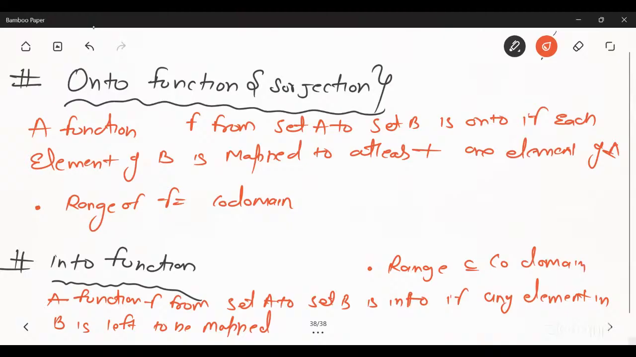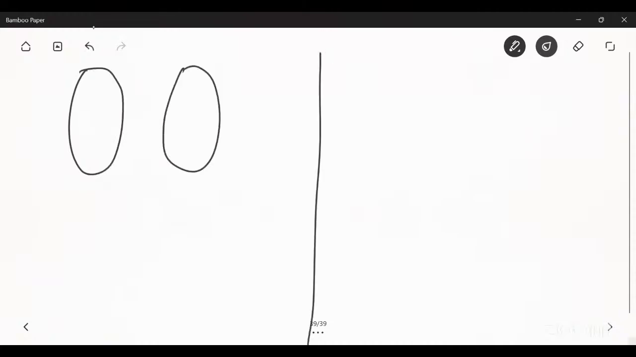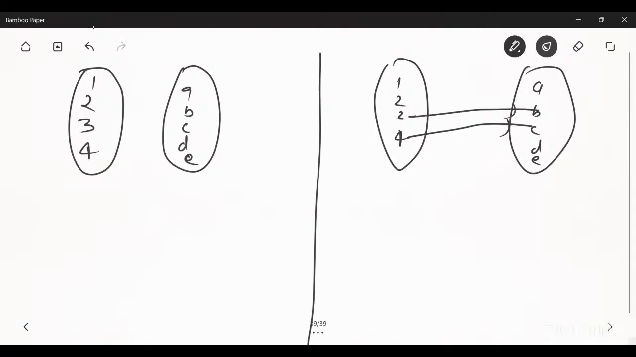Okay, now next is your bijective function. So what is the meaning of bijective function? Firstly, I am taking the example of onto and into. Suppose there are two functions, first case and second case. The elements are here 1 2 3 4 and A B C D E. If 4 is mapped with C, 3 is mapped with B, 2 is mapped with A, 1 is mapped with D, so one element is left here.